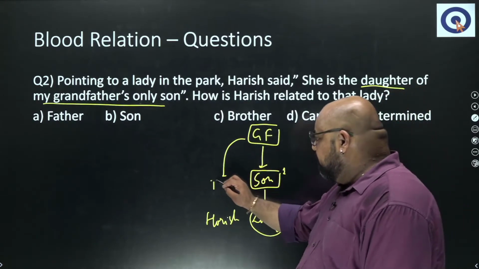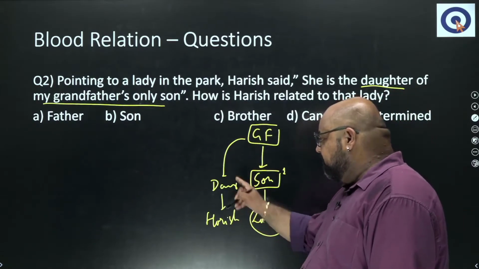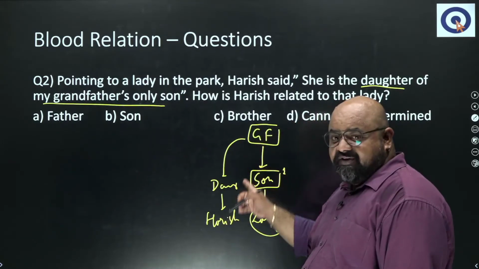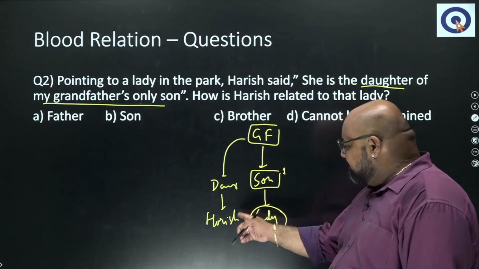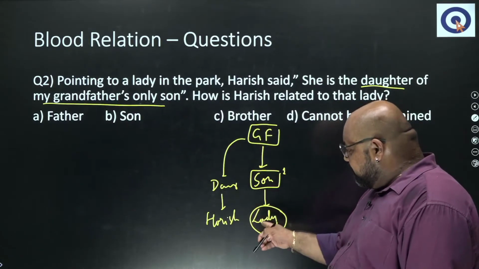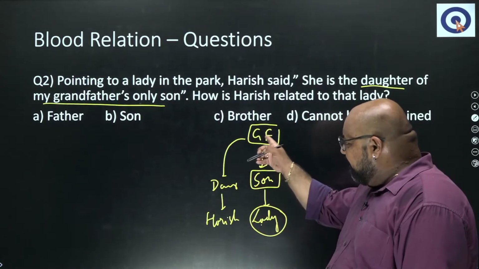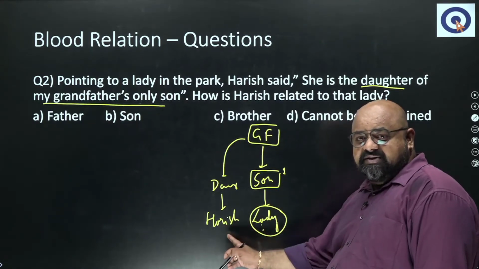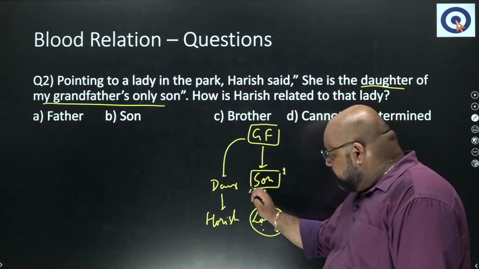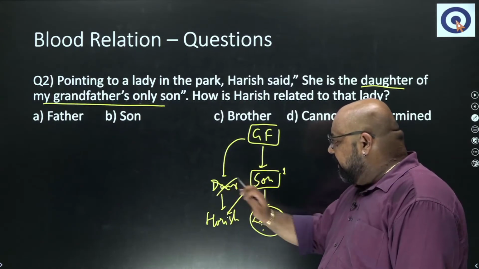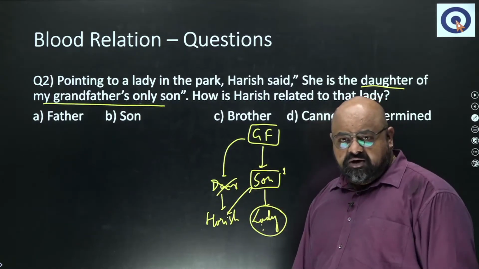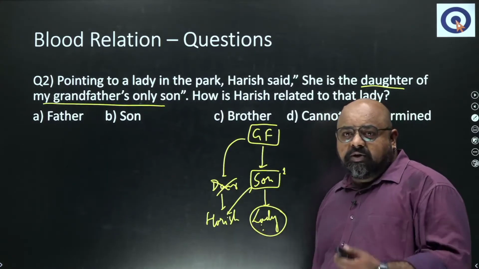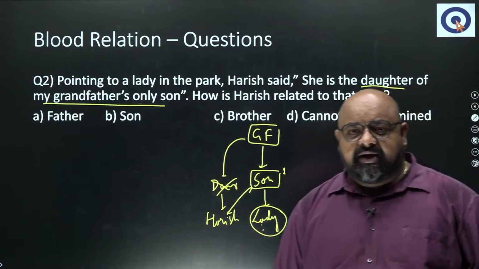There could be a daughter here, and Harish could be the son of this daughter. Even in this case, this grandfather will be Harish's grandfather. So for this lady, Harish can say, this lady is the daughter of my grandfather's only son, right? Here Harish and the lady will be cousins. Or Harish could also be the son of grandfather's only son. Grandfather does not have a daughter, in which case they become siblings, right? Now the question says, how is Harish related to that lady?